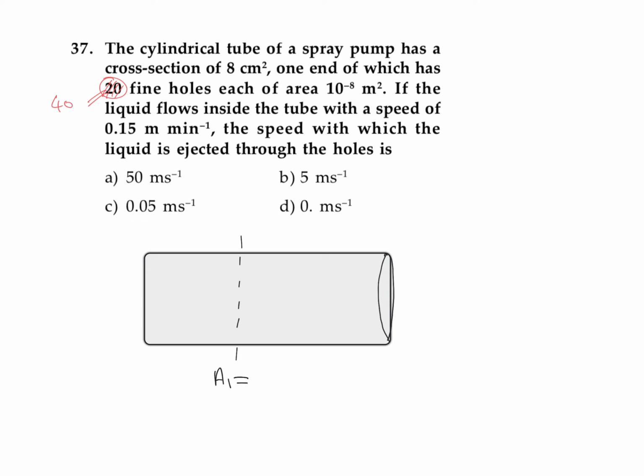So let's say the area over here, A1, we are taking as 8 centimeter square, which has 40 fine holes, each of area, so we are just considering 40 holes over here on the other end, and each hole has an area, let's say A2, which is 10 raised to minus 8 meters square. The liquid flows inside the tube with a speed of 0.15 meter per minute. So we can consider the velocity of liquid over here as V1, which is 0.15 meter per minute. The speed with which the liquid is ejected through the hole, let's say the liquid is coming out with the velocity V2.